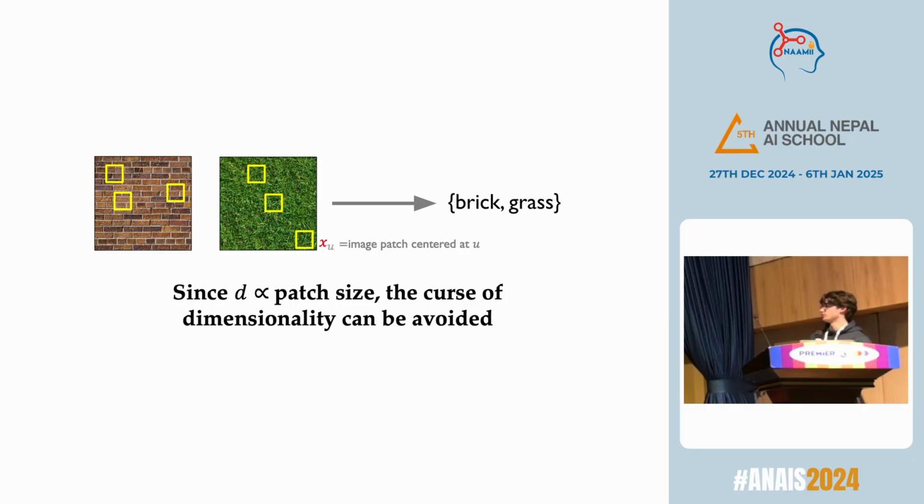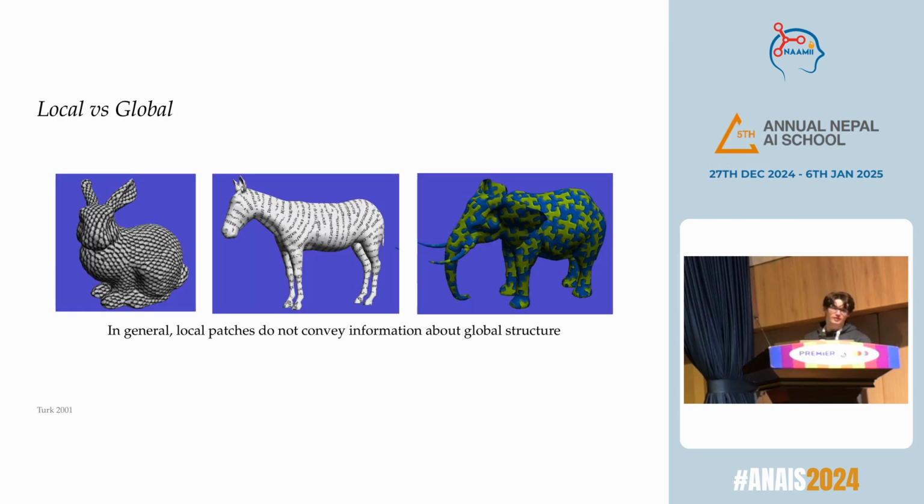So here also the curse of dimensionality can be avoided, but again, this is not true in general, right? I could have some 3D global structure, for instance a rabbit, a horse, or an elephant, and I can give it a random local texture, and then the local texture is not able to tell me what's the global structure.